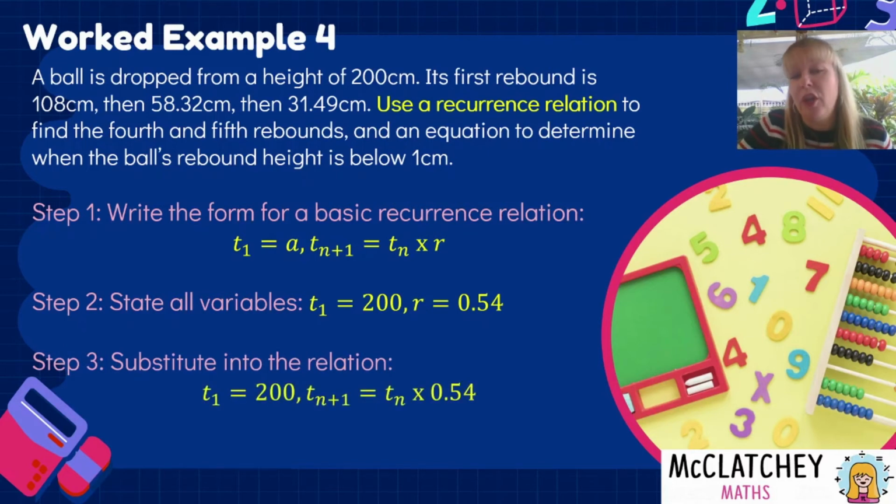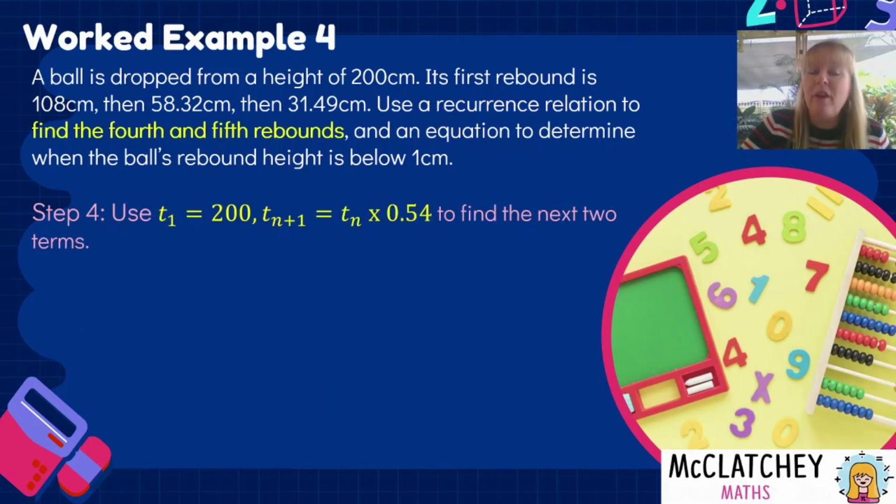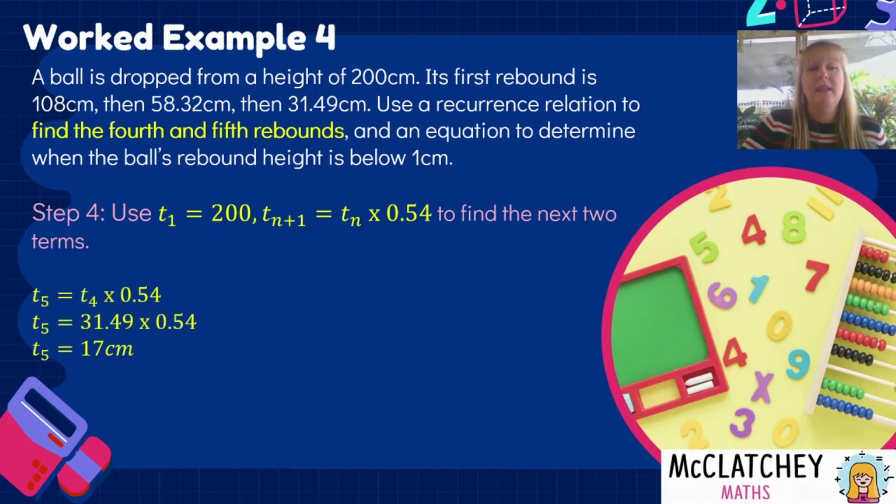So now we've got a recurrence relation from our basic form. We're going to use that now to find those fourth and fifth rebounds. So term 1 was 200, and then we've got term 1, term 2, term 3, term 4, but the fourth and fifth rebounds are actually term 5 and term 6. So we're going to substitute T5 into the equation. N is going to be equal to 4 in the right-hand side of the equation.